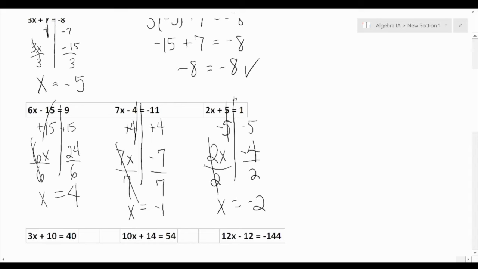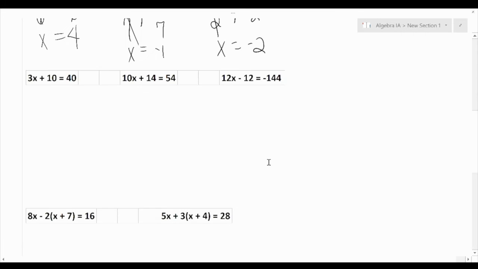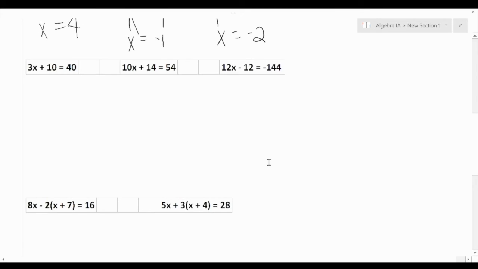You can pause and rewind as needed. We'll go on to the next problems. We'll do 3 more. We're going to draw our line every time.